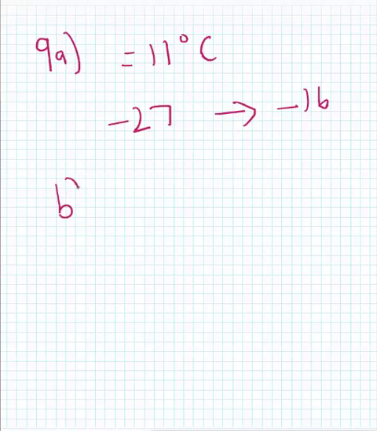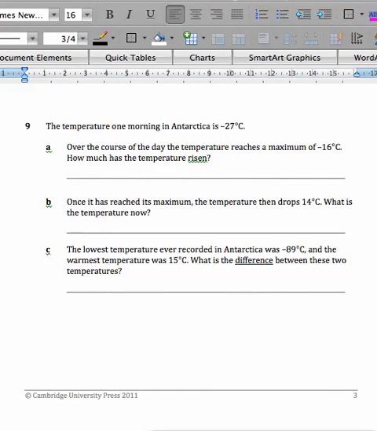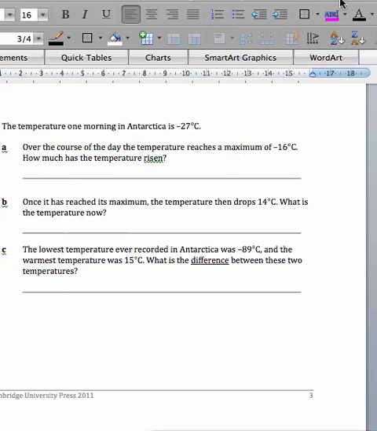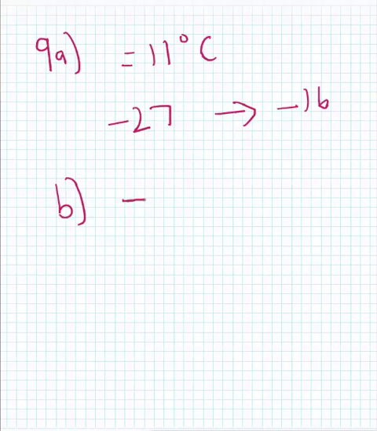So now with B, let's have a look and see what B asks us. Once it has reached its maximum, the temperature drops 14 degrees. What is the temperature now? Okay, so what was its maximum? It tells us in this question it was a maximum of negative 16 degrees Celsius. So I'll write that down. So we reached the top of minus 16 degrees Celsius, which is still very, very cold.